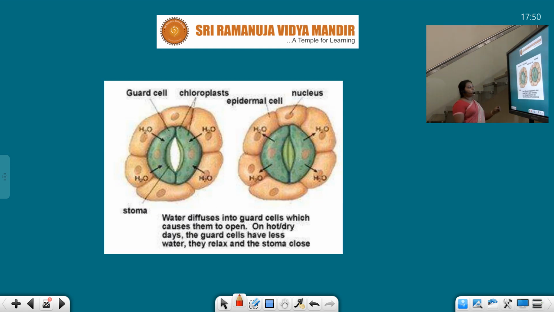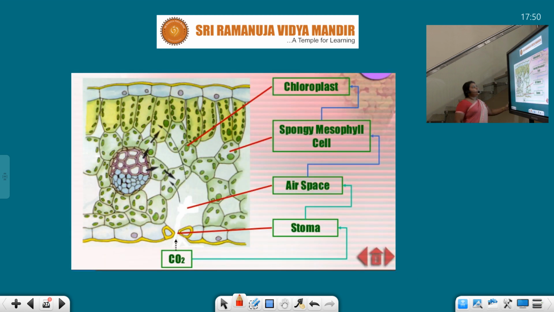Guard cells, chloroplast, epidermal cells. Next to this, see children, this is the chloroplast. At the center they have the vascular bundles. Vessels and phloem are present in this region. Air spaces, stoma. You know children, this leaf has vascular bundles, right? Xylem is a water-conducting tissue, whereas phloem is a food-conducting tissue.